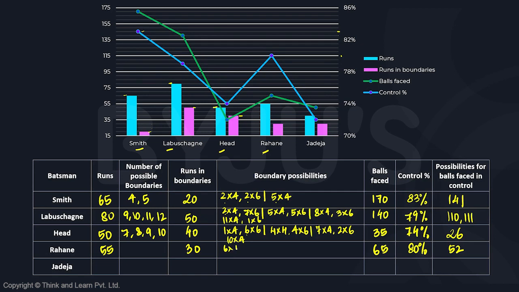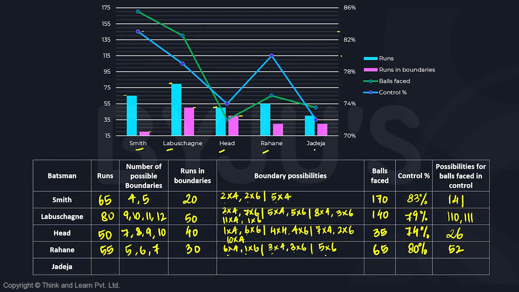So we can have 6 fours and 1 six. Now the number of fours will decrease by 3. So we will have 3 fours, that is 12. 18 more will come from 3 sixes. And we can further decrease it by 3. So no fours and all 5 of them being sixes. So the number of boundaries could be 7 or 6 or 5. So 5, 6 or 7.